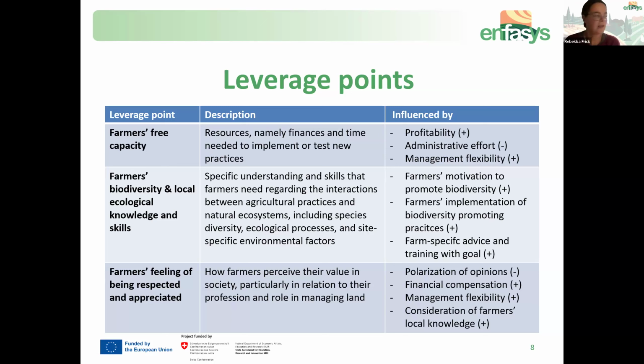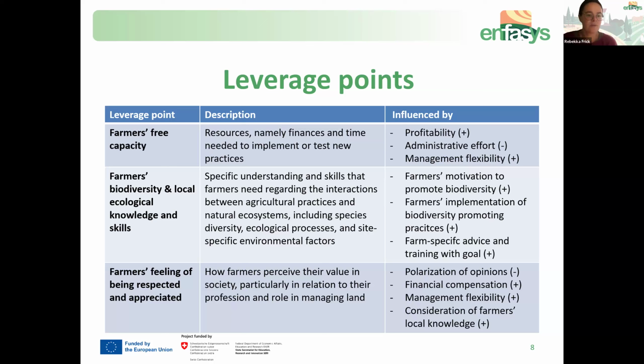The second leverage point is about farmers' biodiversity and local ecological knowledge and skills, which refers to the specific understanding and skills that farmers need regarding the interactions between agricultural practices and natural ecosystems, including species diversity, ecological processes, and site-specific environmental factors. And here what we see is that this knowledge and skills is influenced by the motivation to promote biodiversity, also by their experience in actually implementing promoting practices, and of course also by advice they receive.